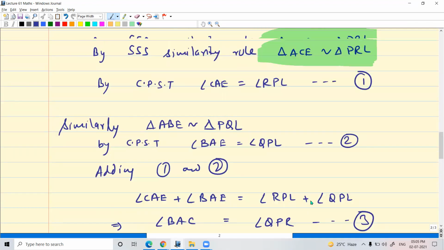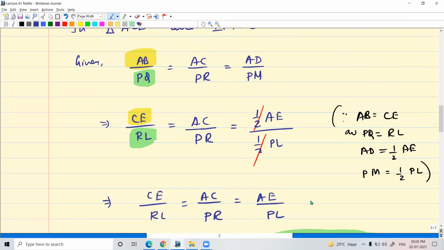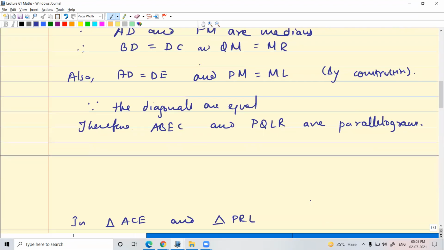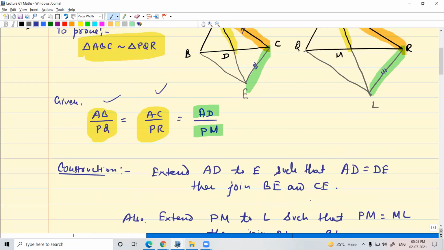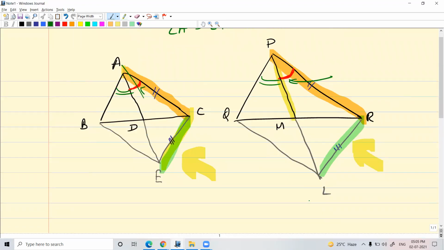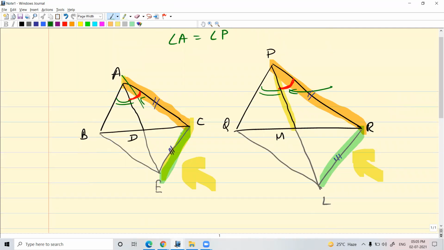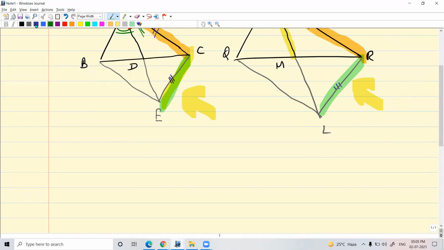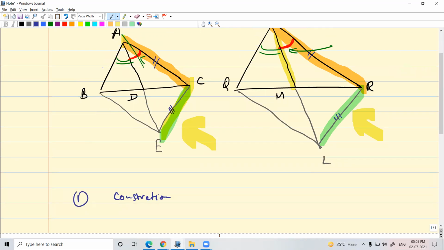Tell me, everyone understands? This is slightly lengthy. Yes. It's a lengthy problem, but it's not very complicated. If you understand it and practice a few times, it will not be that bad, okay? All you had to do, what was the first step? You had to do the construction. First step was construction. What was the construction? Extend AD up to this point E in such a way that AD is equal to DE. Okay, these two are equal.